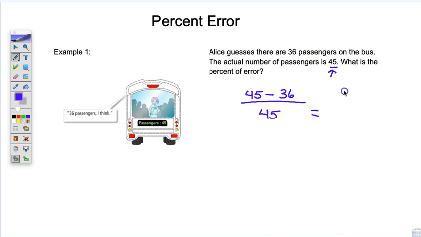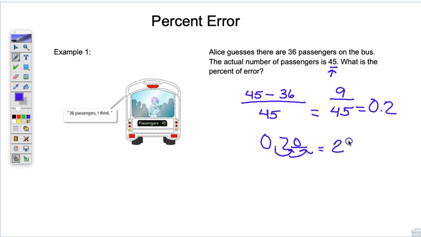45 subtract 36 is 9. And you're going to divide 9 by 45. You will get a decimal when you do that calculation on your calculator. So we're going to take that decimal and move it again 2 places to the right and come up with our percentage. So Alice was 20% off in her guess of 36 passengers. Now, when you're calculating percent error, you do not have to do an increase or decrease. You're simply calculating the percentage of the error.